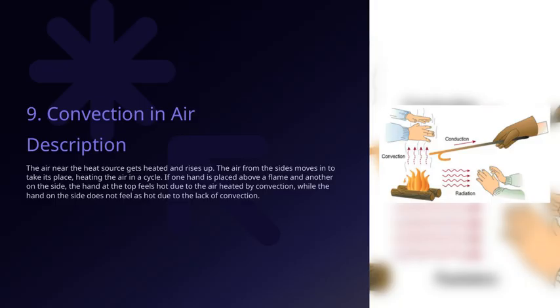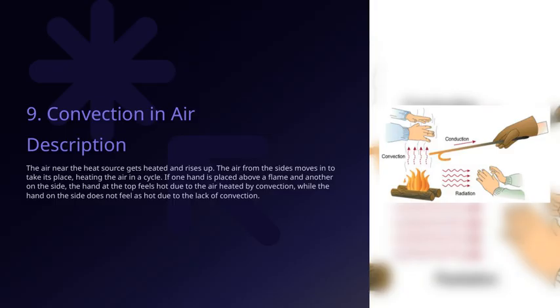Now, to make this clearer, imagine placing one hand above a flame and another on the side. The hand above the flame feels the heat more intensely because of the hot air rising directly from the source. The hand on the side, however, doesn't feel as hot because it's not in the direct path of the rising hot air. This demonstrates how convection causes heat to be transferred through the movement of air, which is a key concept in understanding how heat spreads in our environment. Connecting this to the overall theme, convection is an essential process in many natural and everyday situations, from weather patterns to heating our homes.